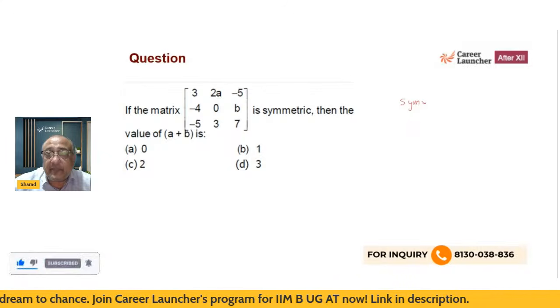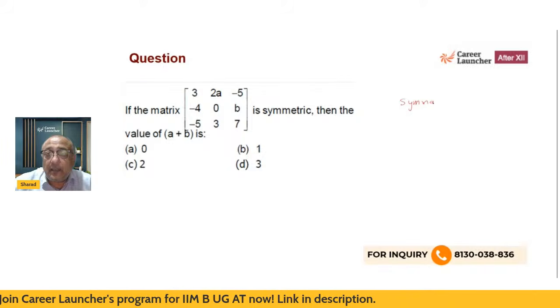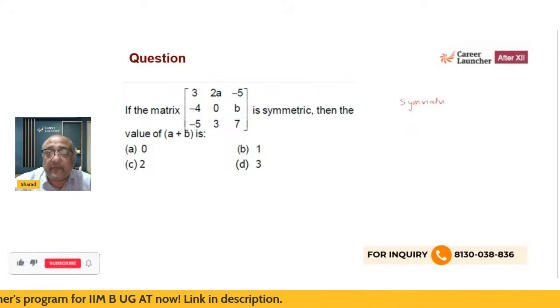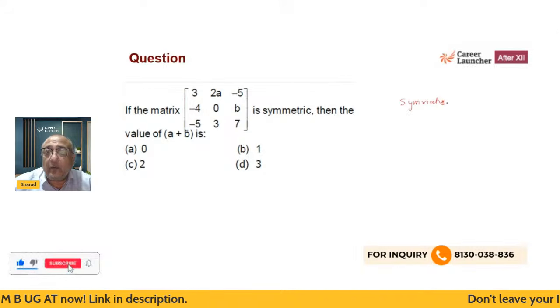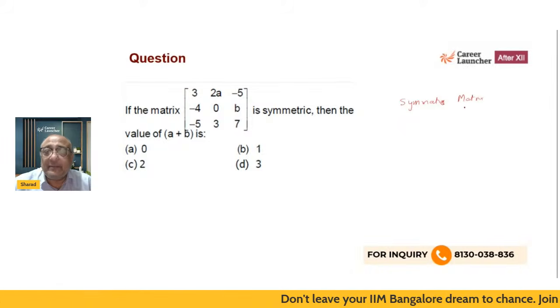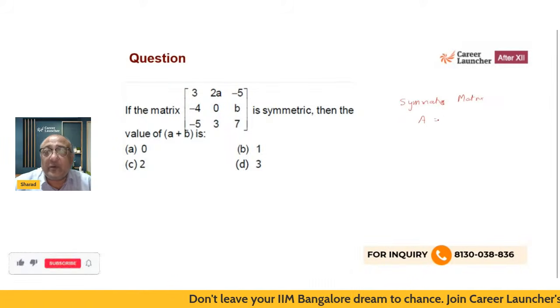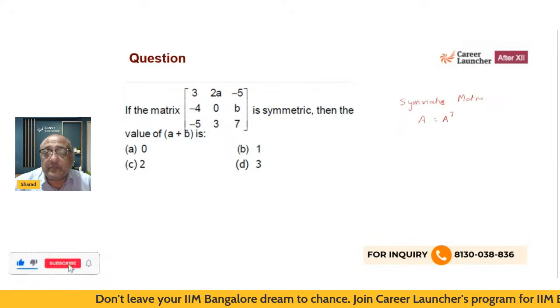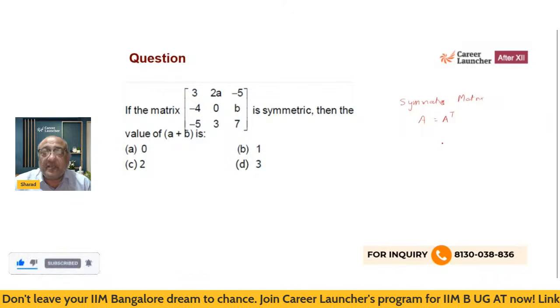Symmetric matrix. What is the symmetric matrix, and how do we define it? All of you know it. Yeah, come on. For a symmetric matrix, we have A is equal to A transpose. And how do we get the transpose?